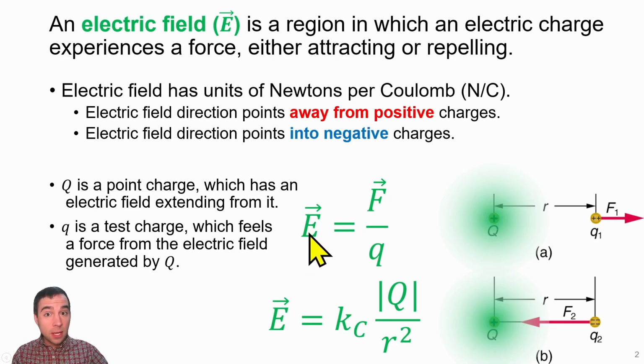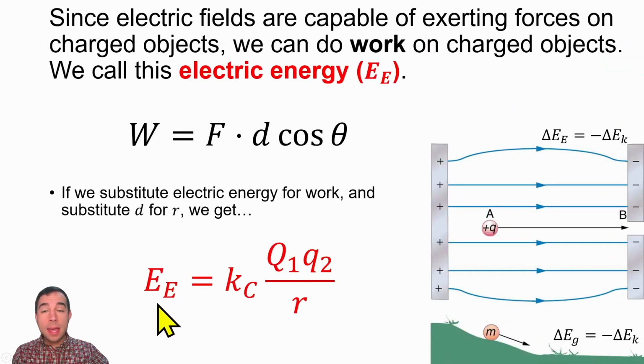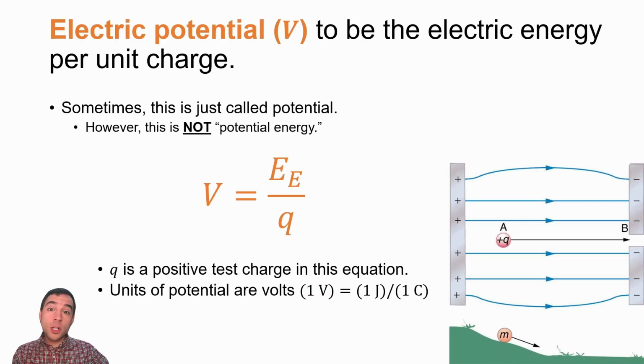This is a capital E with an arrow above it. That's the electric field. And this is a capital E with a subscript E and no vector arrow. That's because this is a scalar. This is the electric energy. So a charged particle moving through an electric field is very similar to a ball with mass rolling down a hill. As the charged particle moves through that electric field, it will give up some energy, just like this ball rolling down the hill gives up some gravitational energy.